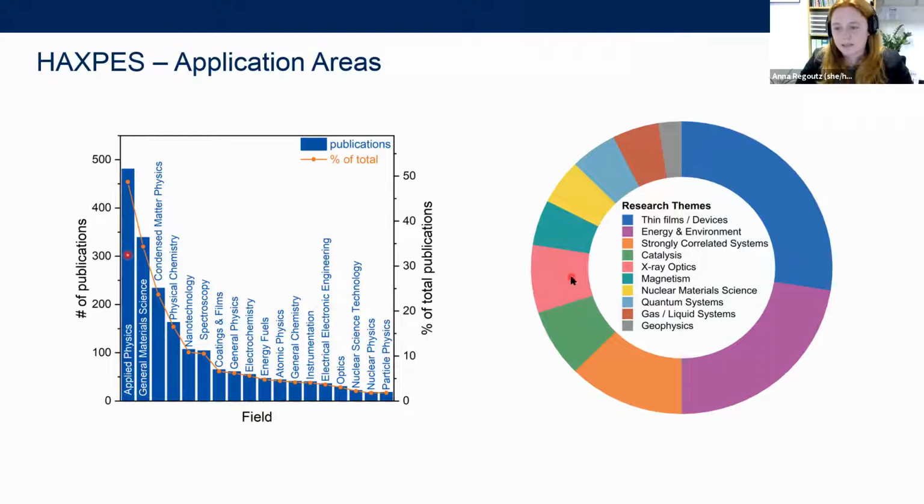And on the right-hand side, what this is showing you is kind of an overview of the different scientific topics that this technique is predominantly used for at synchrotrons. So you can again see thin films and devices are a big part, and I'll again show you in a minute why that is, and also energy, materials, environment. And then again, you go into things like strongly correlated systems and so on.